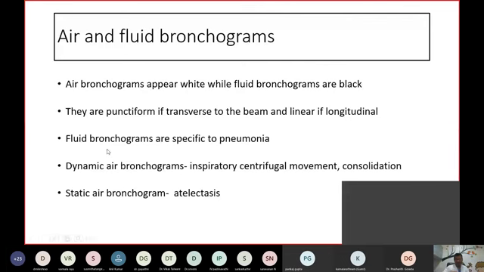Fluid bronchograms are highly specific for pneumonia. If you see fluid bronchograms, it is pneumonia. Okay. Now, how do you differentiate dynamic and static air bronchograms?